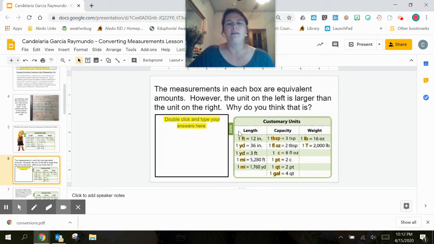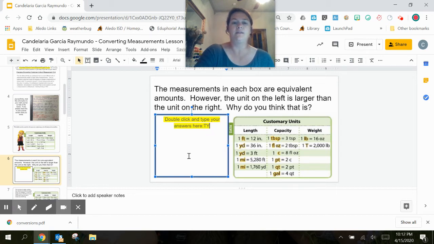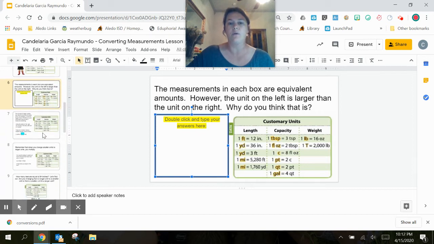So why do you think the unit on the left is larger than the unit on the right, or what that really means? And in a minute, you're going to come back here. You'll double click in this box just like that, and you can type your answers here. And then at the end, you'll turn it in and I can see what you typed. This isn't for a number grade. It's just to see that you're doing the lesson before you start clicking through the quiz.